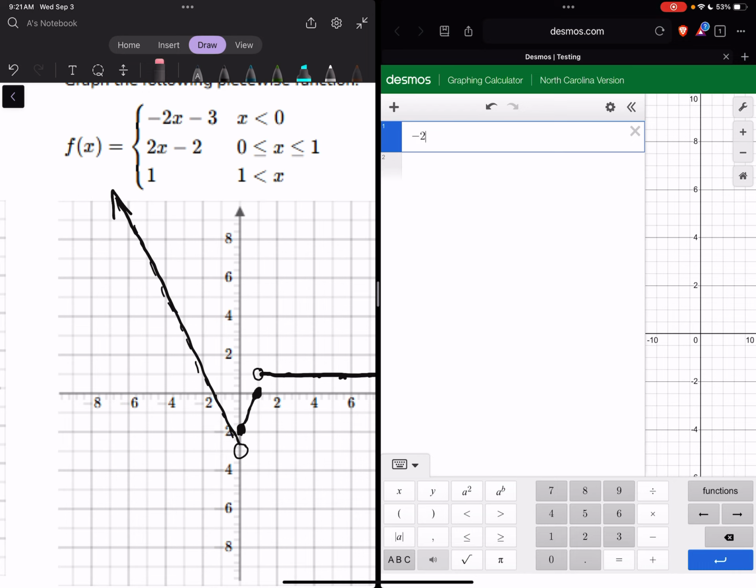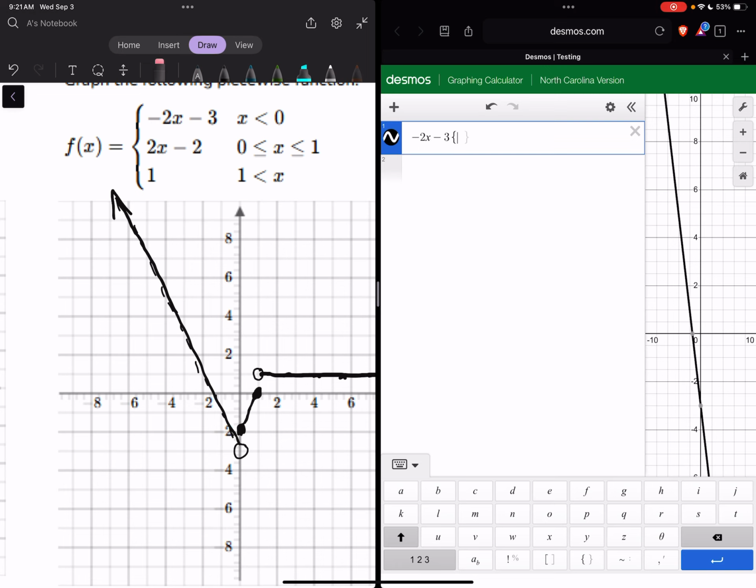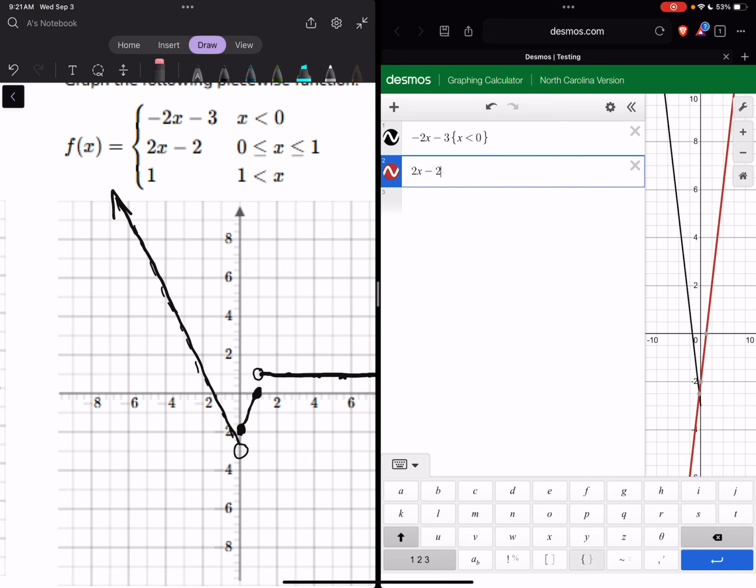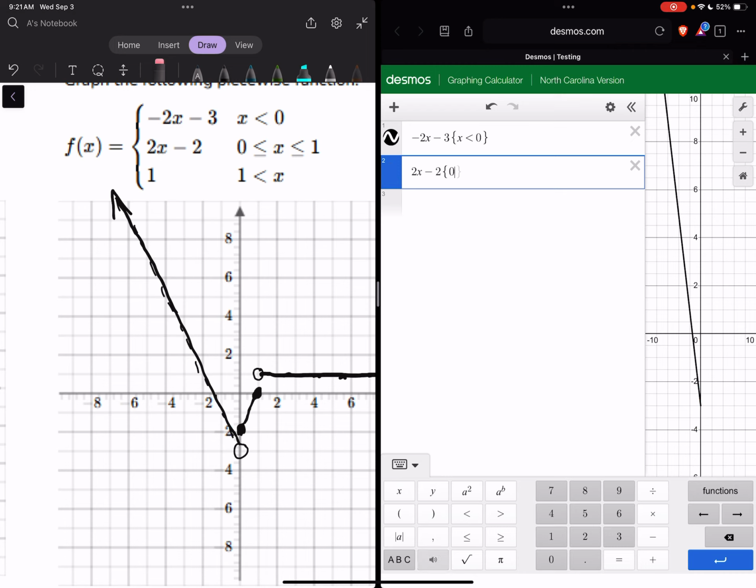So, negative 2x minus 3, curly bracket, x less than 0. That looks good so far. It matches the first function we did. 2x minus 2. Curly bracket, because I want this where 0 is less than or equal to x, less than or equal to 1.